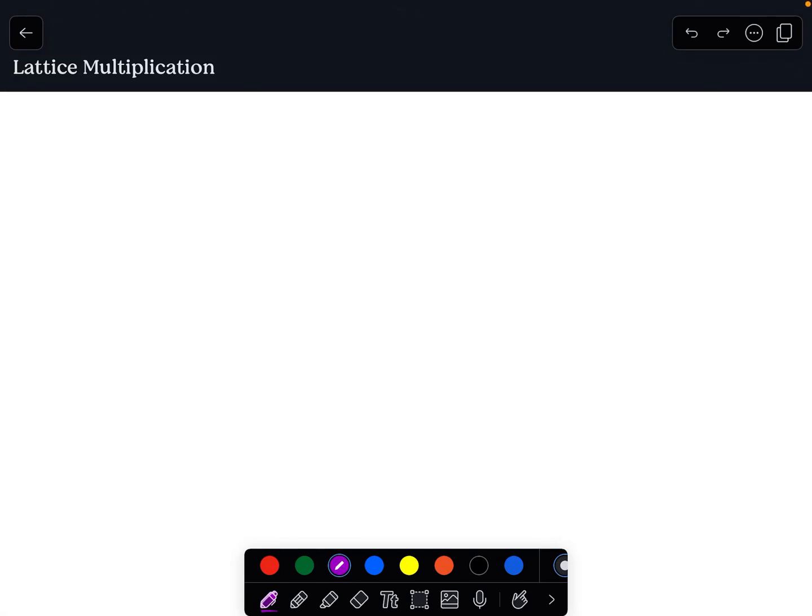All right, today we are talking about the lattice method of multiplication. Lattice multiplication. Now, if you're from my generation, this probably sounds pretty unusual because here in the United States, we did not, in general, learn this method of multiplication in school. Let's get right to it.